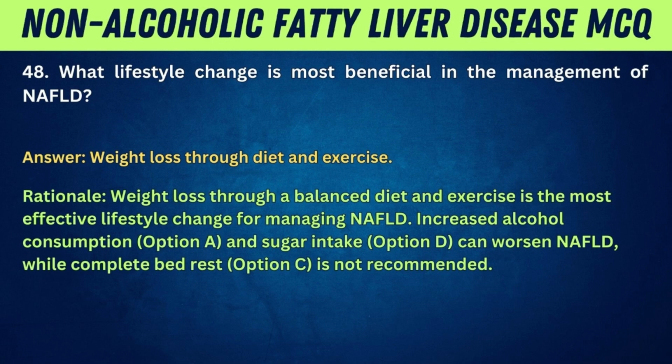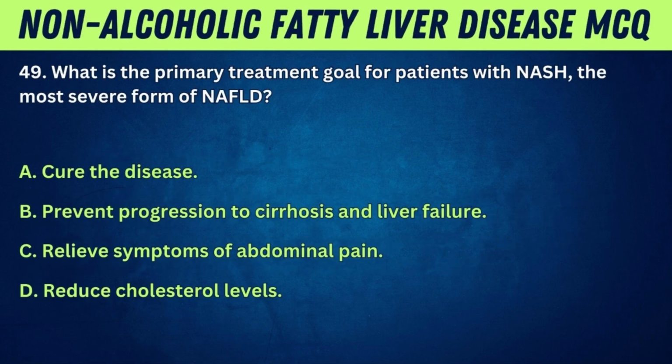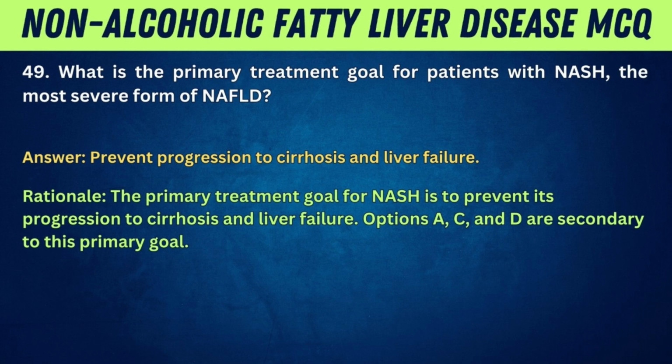not recommended. 49. What is the primary treatment goal for patients with NASH, the most severe form of NAFLD? A. Cure the disease. B. Prevent progression to cirrhosis and liver failure. C. Relieve symptoms of abdominal pain. D. Reduce cholesterol levels. Answer: prevent progression to cirrhosis and liver failure. Rationale: the primary treatment goal for NASH is to prevent its progression to cirrhosis and liver failure. Options A, C, and D are secondary to this primary goal.